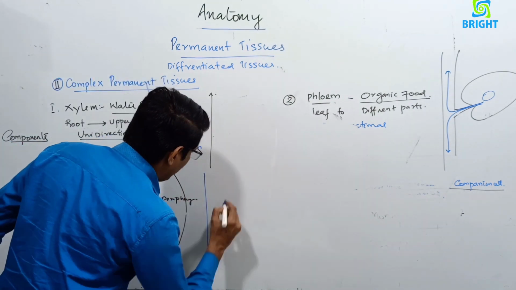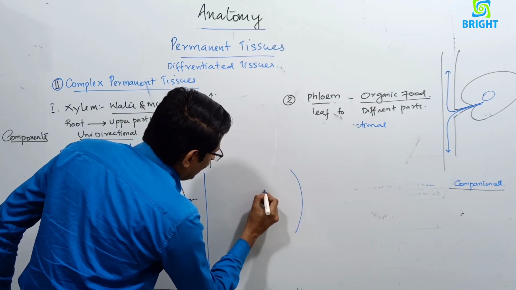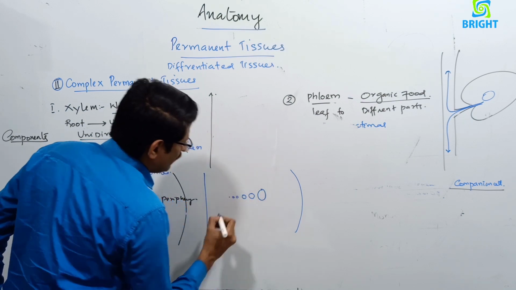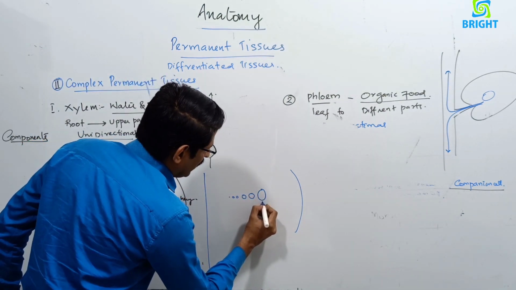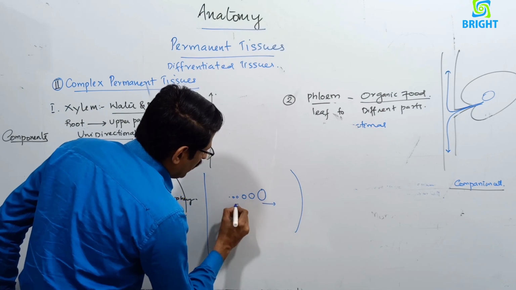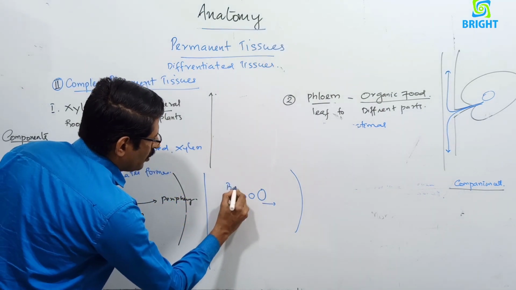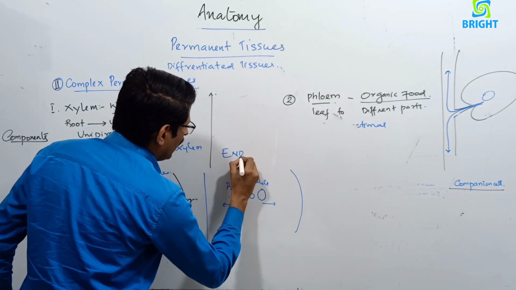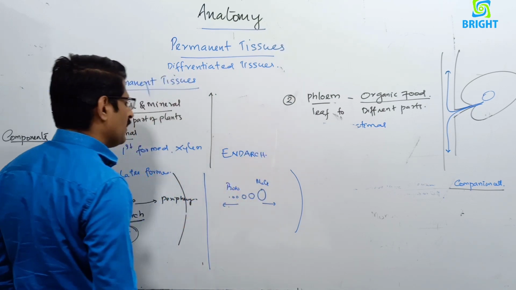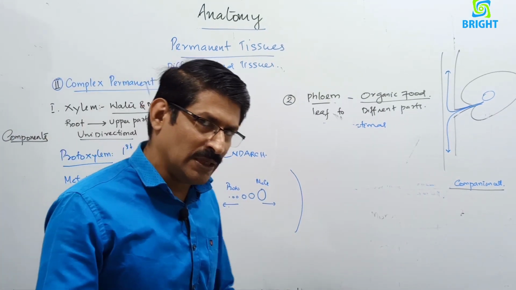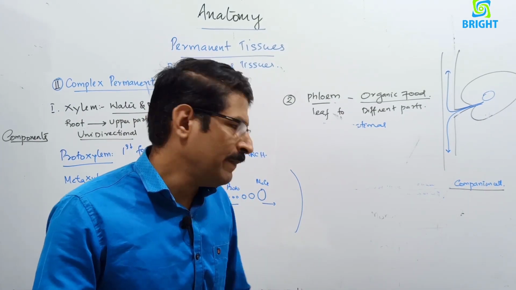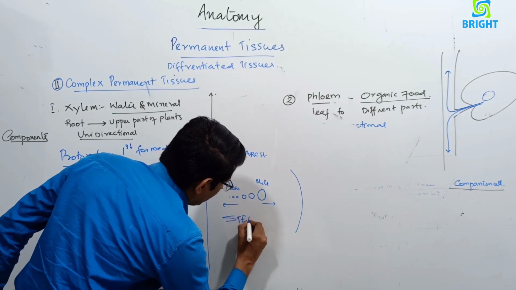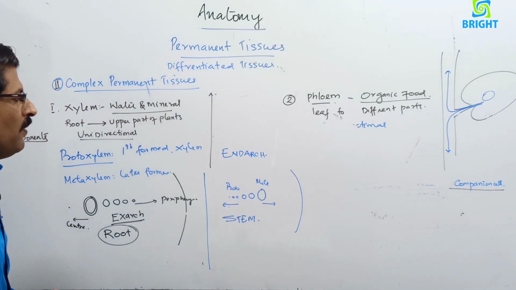And in the case of stem, this is the periphery and this is the pith region. This is the xylem arrangement, that is metaxylem towards the periphery and protoxylem towards the center. This is protoxylem. This is metaxylem. This arrangement is called endarch arrangement. So when the protoxylem is towards the center and metaxylem towards the periphery, that is called endarch arrangement, and it is a characteristic of all stem.